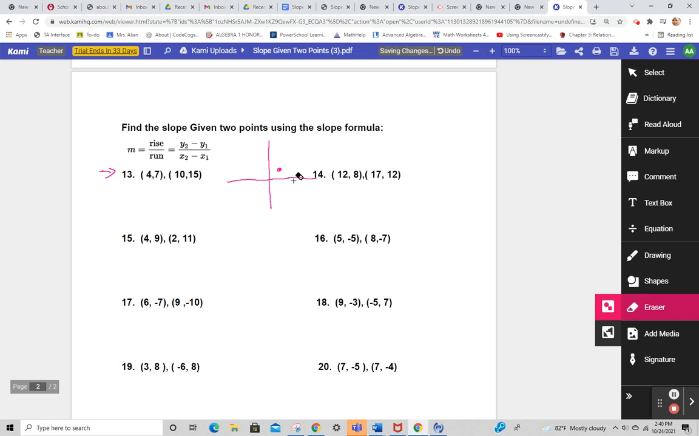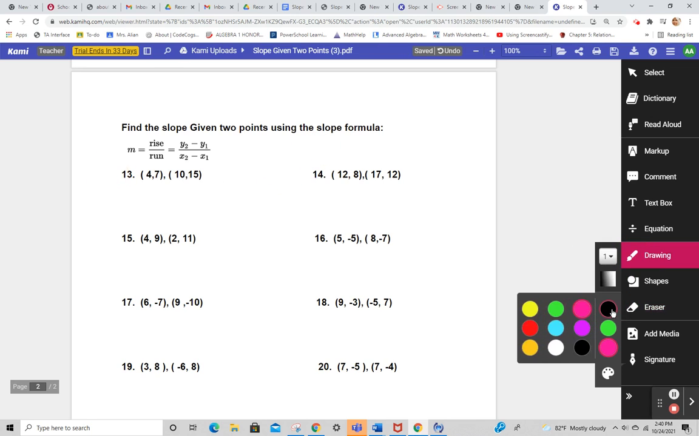Since they did not graph the line for us and they gave us the 2 points, what we're going to do to find the slope of these 2 points is use the slope formula. And this is the slope formula. Y sub 2 minus y sub 1 all over x sub 2 minus x sub 1. And you're probably wondering what all that means.